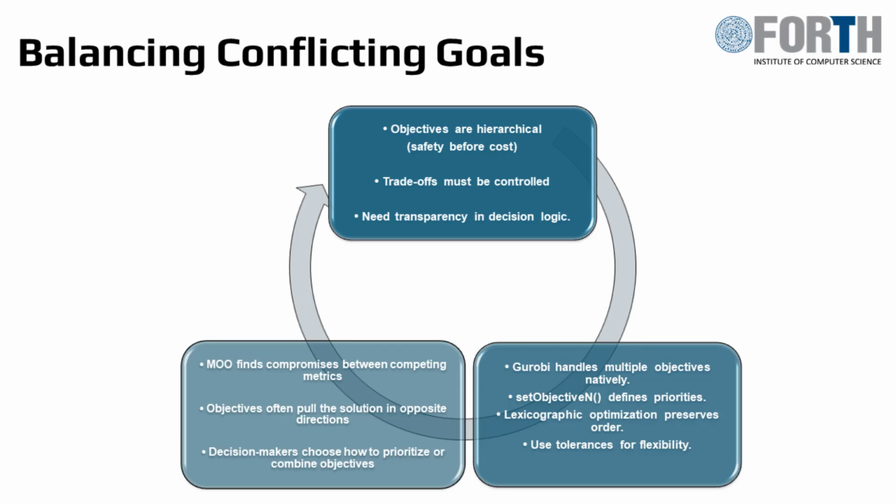Modern solvers, such as Gurobi, support this process directly. Multiple objectives can be defined explicitly, and priorities can be assigned to enforce lexicographic optimization, where higher priority objectives are optimized first. Additionally, tolerances can be introduced to allow controlled degradation when moving between priority levels. In this way, theory and implementation align. We move from recognizing conflicting goals to encoding structured priorities and controlled trade-offs directly within the optimization model.